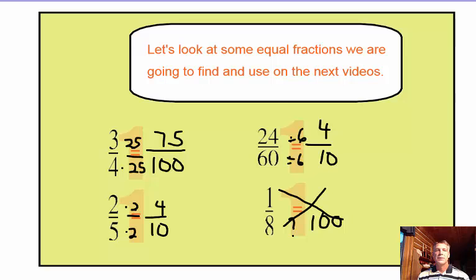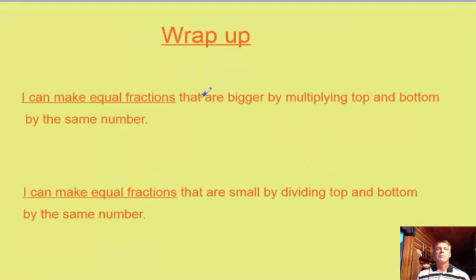All right, let's review. It's getting long here. I can make equal fractions that are bigger by multiplying top and bottom by the same number, just like we talked about. And I can make equivalent or equal fractions that are smaller by dividing top and bottom by the same number.